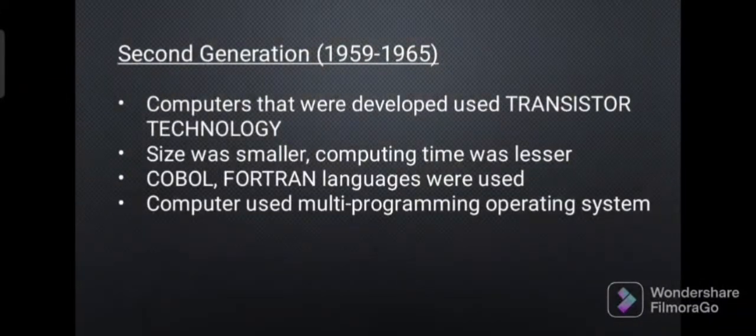The second generation computers used transistor technology. Size was smaller than the first generation. Computing time was lesser, faster. COBOL and Fortran languages were programming languages used, with multi-programming operating systems.